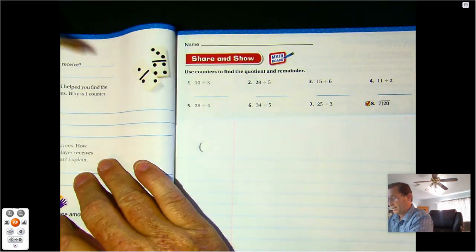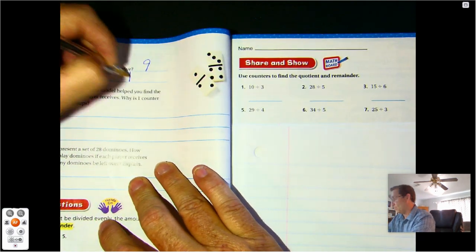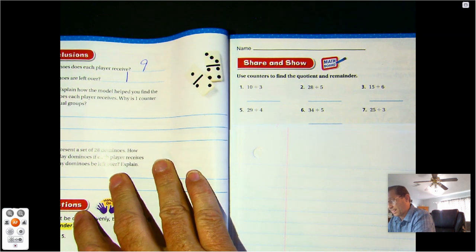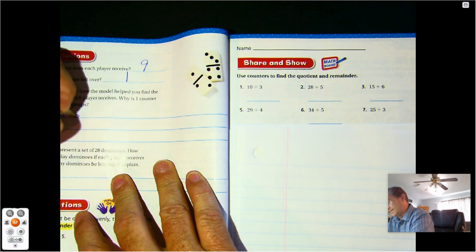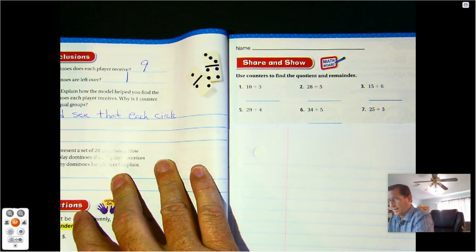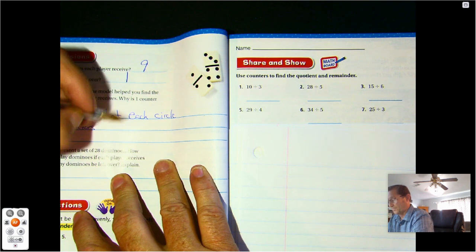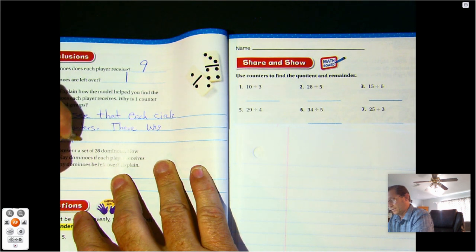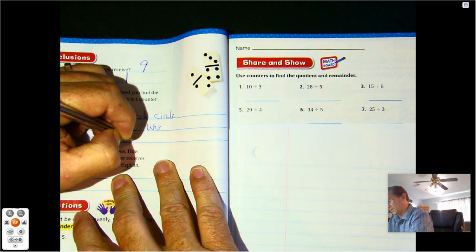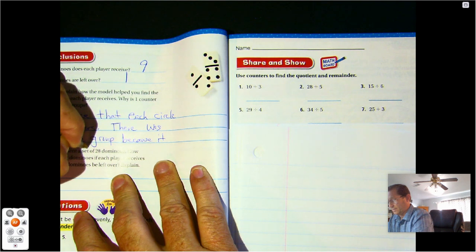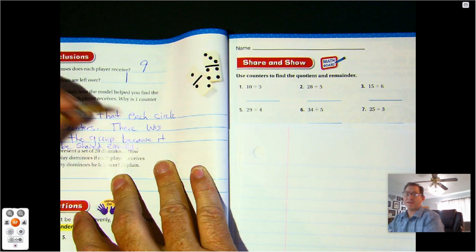Okay. So let's see what else we got here on this discussion. So how many dominoes does each player receive? 9. How many dominoes are left over? 1. So explain how the model helped you find the number of dominoes each player received. I could see that each circle had 9 counters. There was 1 outside the group, because it could not be shared equally. It could not be shared equally as a whole.